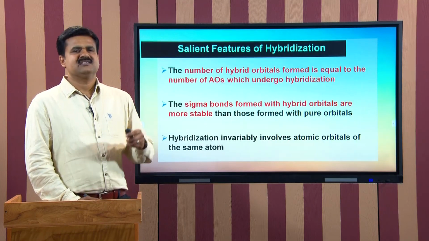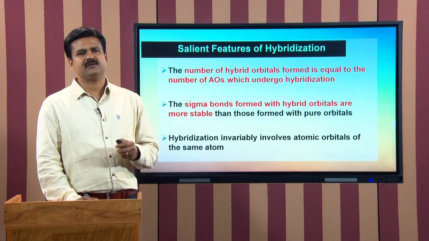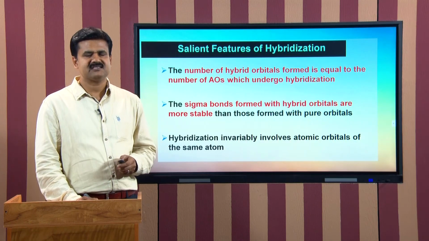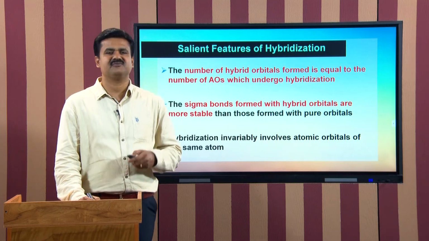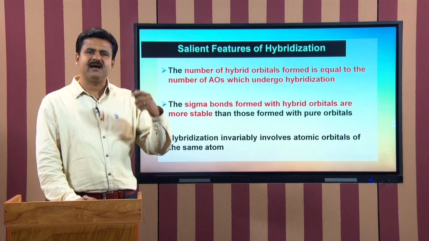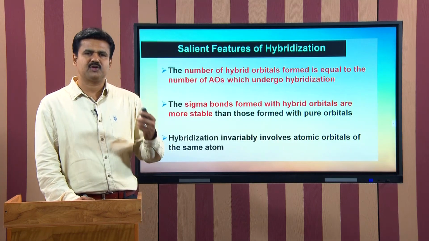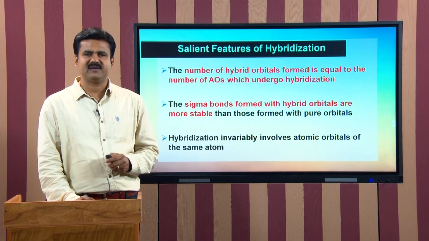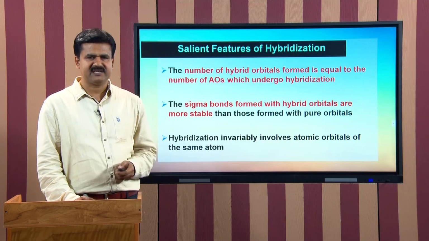Now, some salient features. In the previous modules, we already learned about some important salient features, and these are mentioned here for just remembering the salient features of hybridization. And the important features are: the number of hybrid orbitals formed is equal to the number of atomic orbitals which undergo hybridization. This point we explained just now itself.